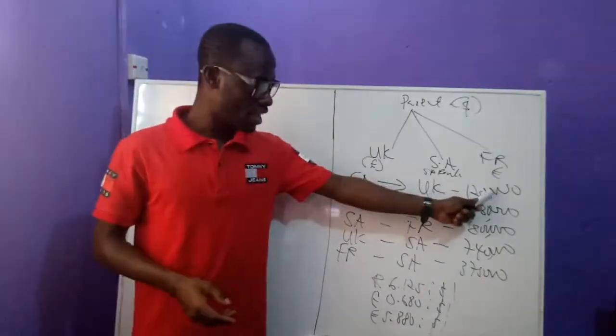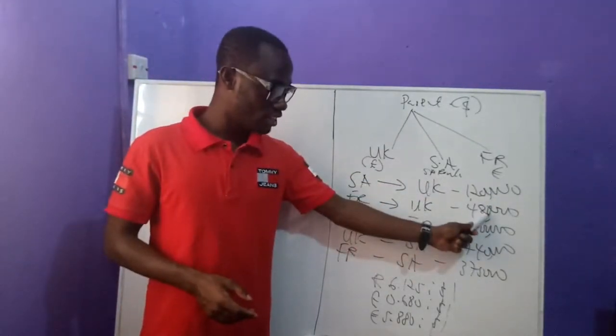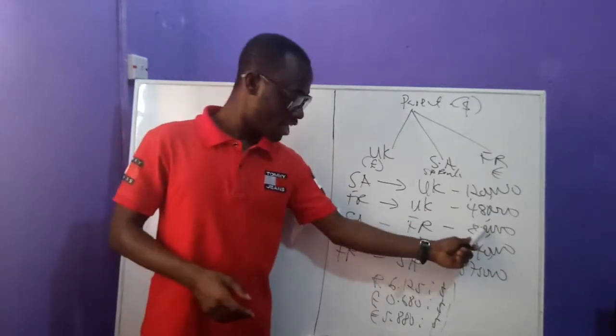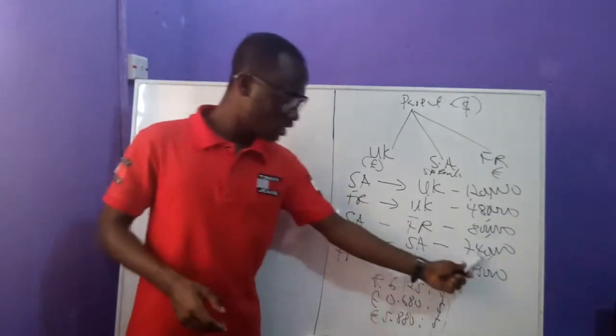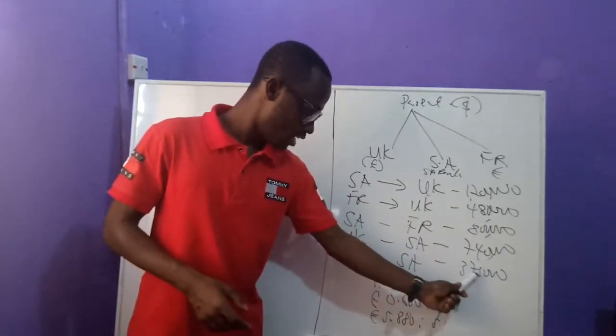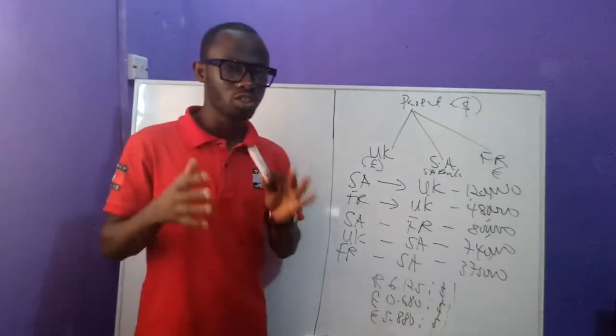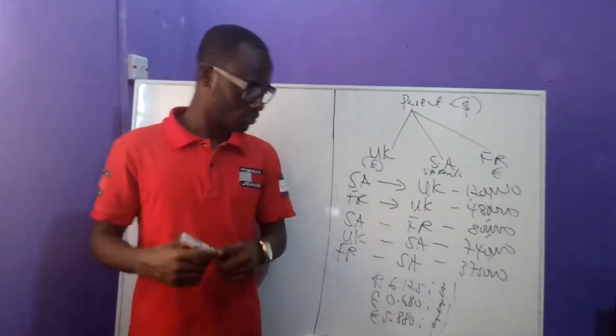So this figure here is 1.2 million rand. This figure here is 480,000 euros. This figure here is 800,000 rand. This figure here is 740 pounds, and then this figure here is 375,000 euros. So that is what you need to understand about this.